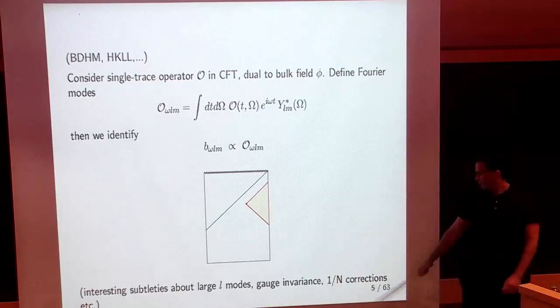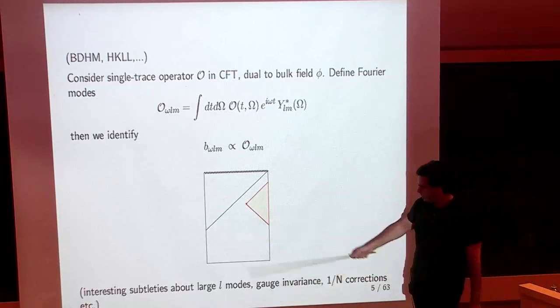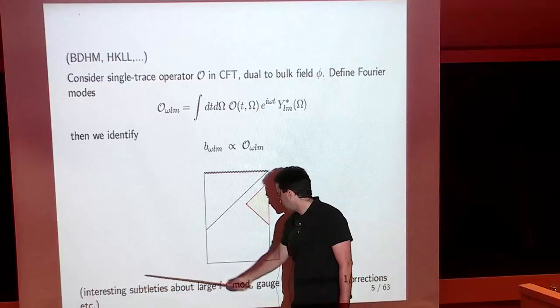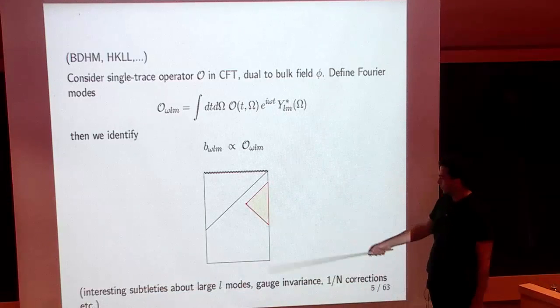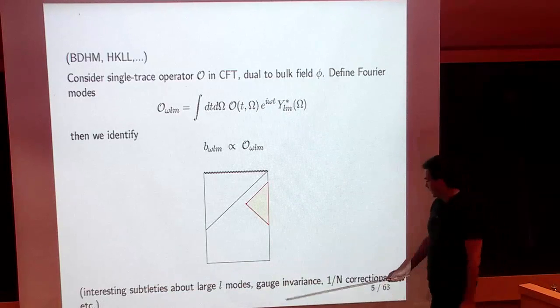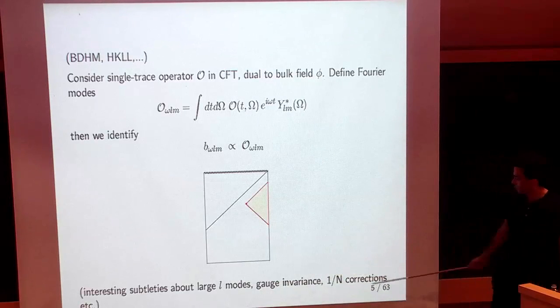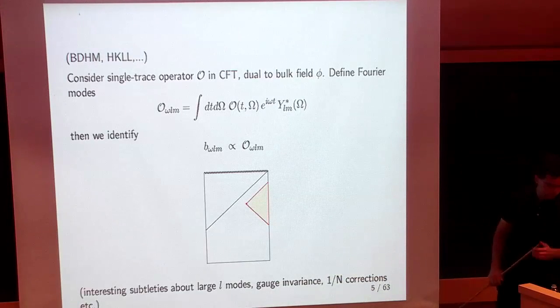Now, I think this is not very controversial. I mean, most people agree on this, even though there are interesting subtleties about the behavior of this construction at large angular momentum, and questions about gauge and diffeomorphism invariance and how we can deal with one-over-N corrections.